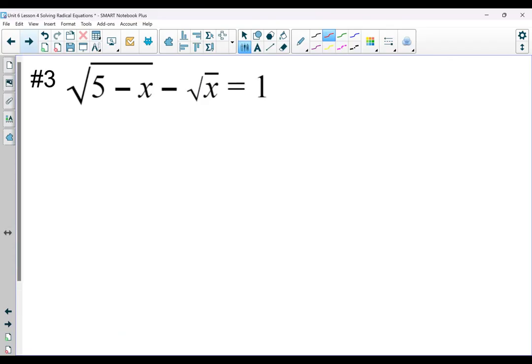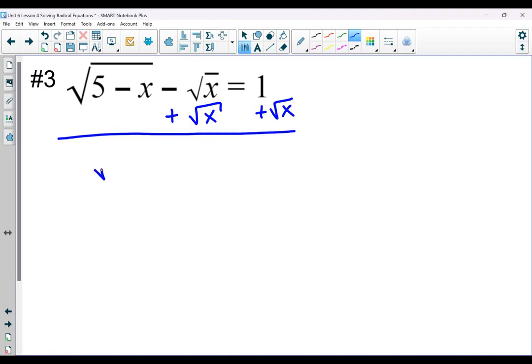Sometimes we get an equation that has more than one radical. Most of the time, the radical has an index of 2 if they're going to give you more than one of them. We start by approaching it in the same manner and isolating one of the radicals. Now, in order to isolate a radical, you do have to move a radical and keep a radical on the other side. So I'm going to work with the equation square root of 5 minus x equals 1 plus the square root of x.